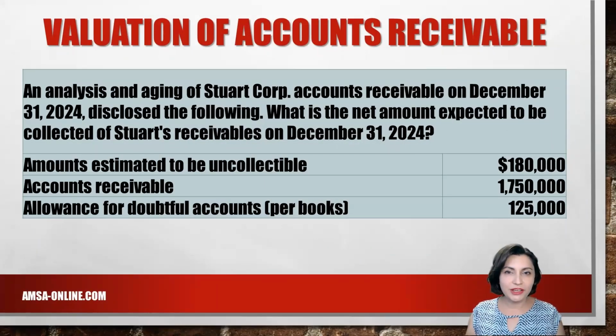Now, let's look at an example. This slide shows an analysis and aging of Stuart Corporation accounts receivable on December 31, 2024. Amounts estimated to be uncollectible: $180,000. Accounts receivable: $1,750,000. Allowance for doubtful accounts per Stuart's books: $125,000. We need to determine the net amount expected to be collected of Stuart's receivables on December 31, 2024.